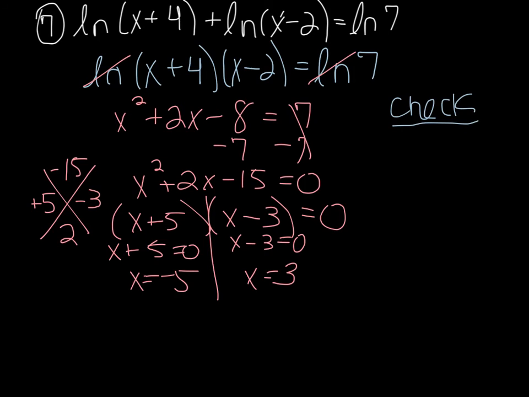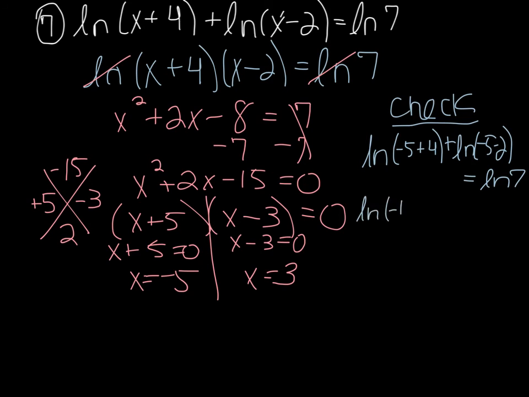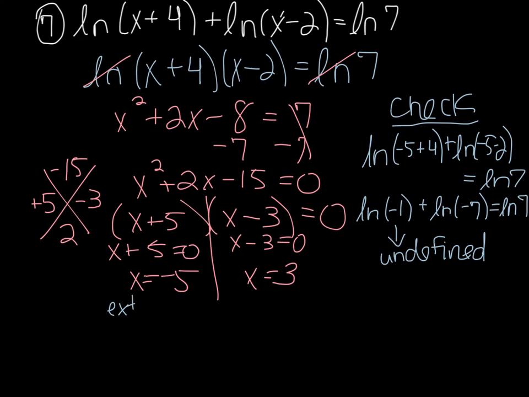When we check negative 5, we get the natural log of negative 5 plus 4 plus the natural log of negative 5 minus 2 equals the natural log of 7. So that means the natural log of negative 1 plus the natural log of negative 7 equals the natural log of 7. Now, even with natural logs, the natural log of a negative number is undefined. Therefore, negative 5 is an extraneous solution.